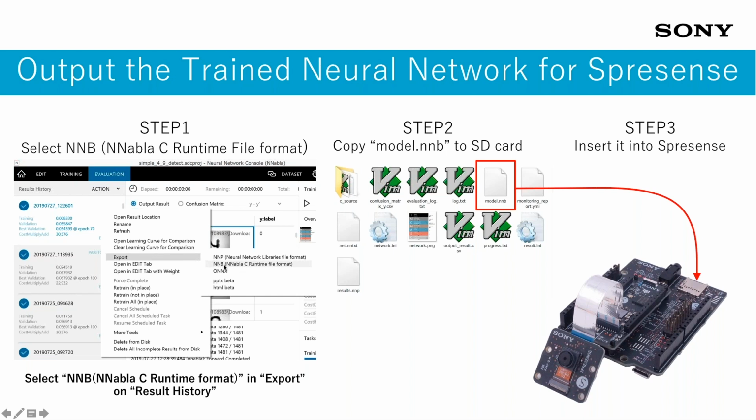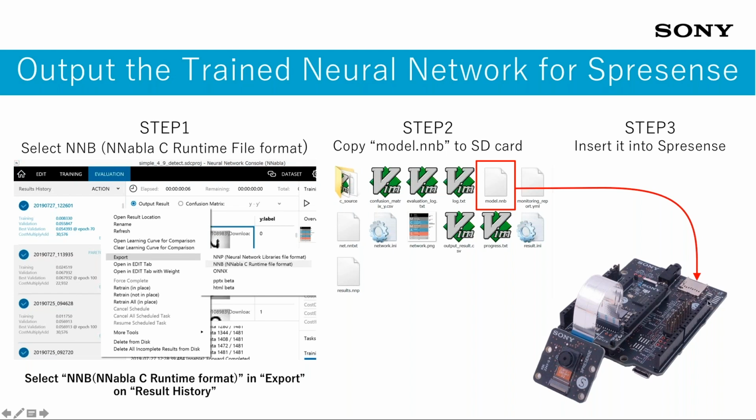For exporting the model to Spresense, you select NNB, and you may hear Nabla here and there. That's our neural network library that we use to support the neural network. So here you see Nabla C runtime file format, and then you generate this file format because Spresense understands that. And then this model is going to be saved, and the extension is NNB, of course, and then you put this on Spresense. Here I show that it goes to the SD card, but this model can perfectly sit on the main board also, just for simplicity.